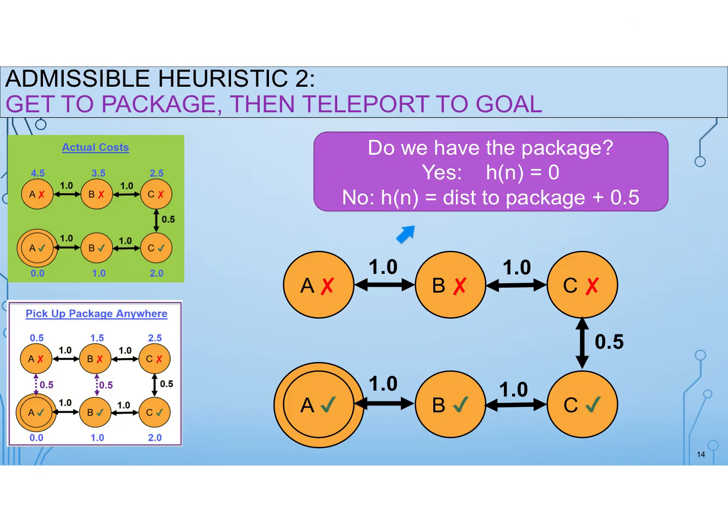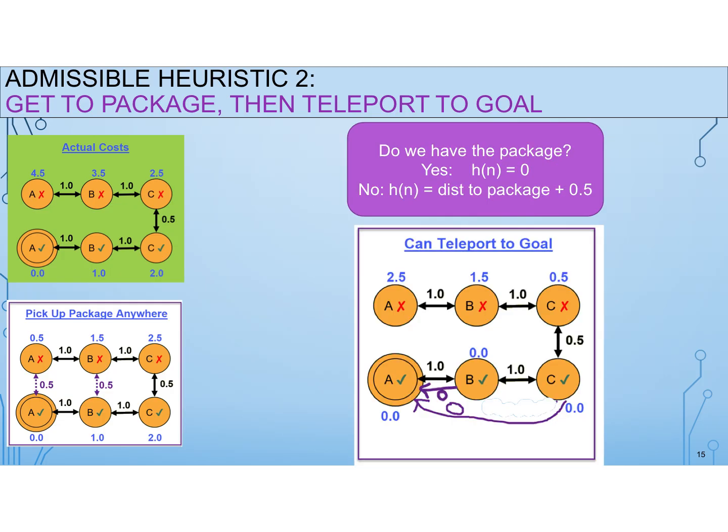So here's formally how I would do that. I would say if we have the package, then the value of the heuristic is 0. You just are at the goal. And if you don't have the package, then the heuristic value for that state is going to be distance to the package plus 0.5. And so here you go. I'll draw that arrow in again. Remember that arrow should be on all of these, right? The start arrow, oops. And it should be in there, and it should be in there. Cool.